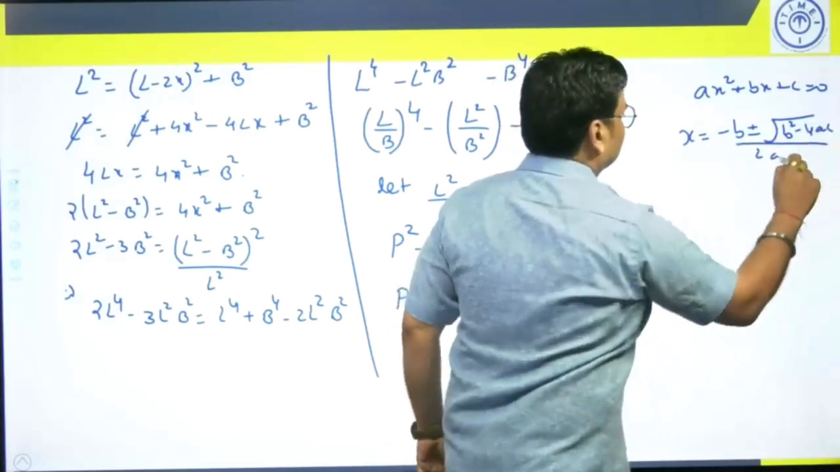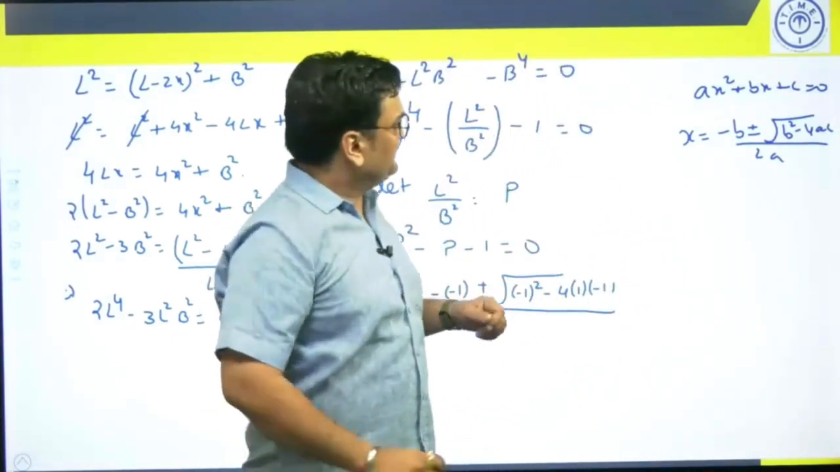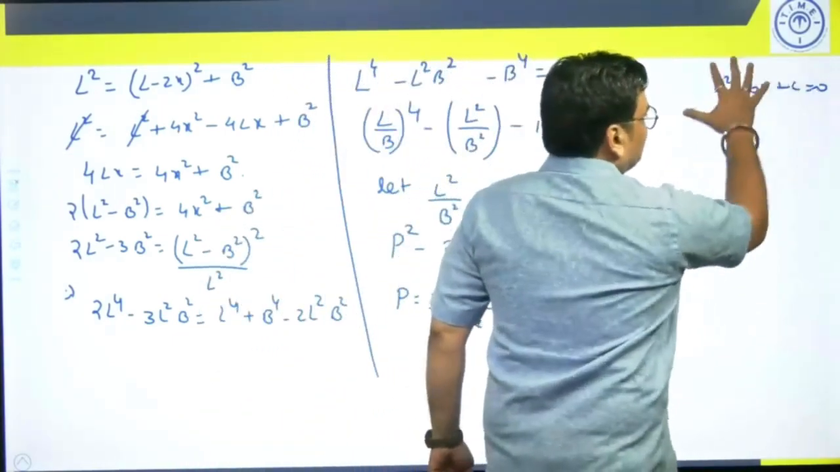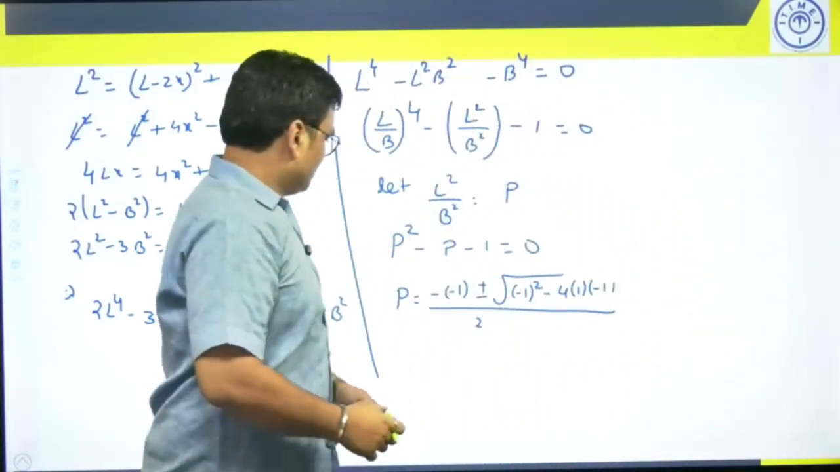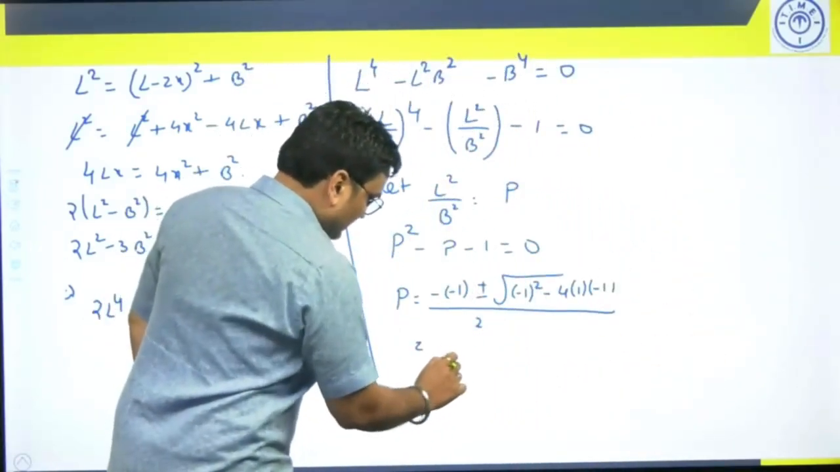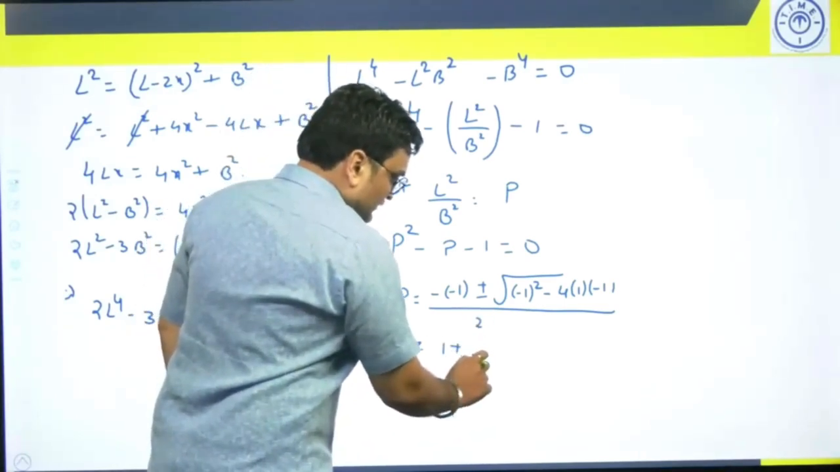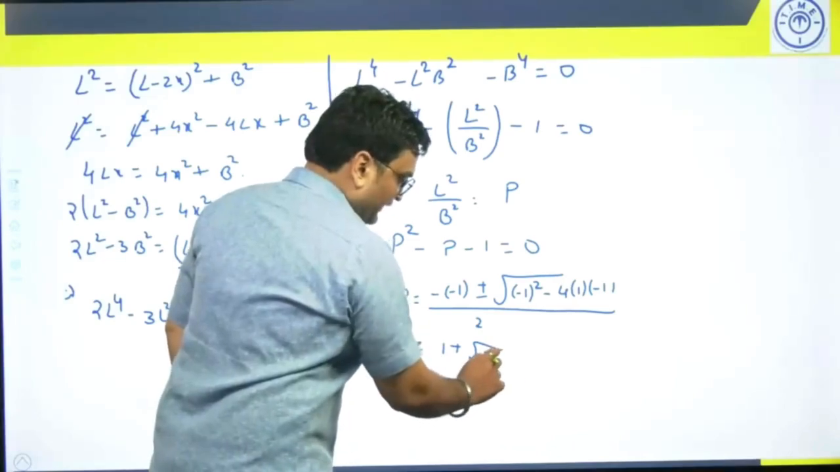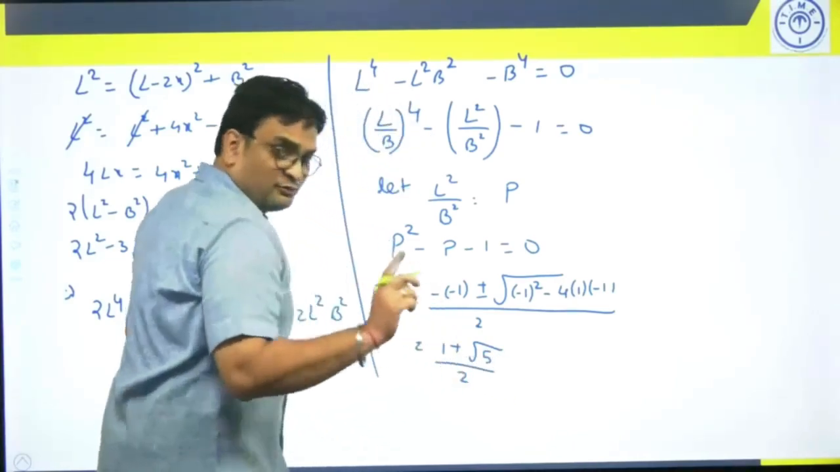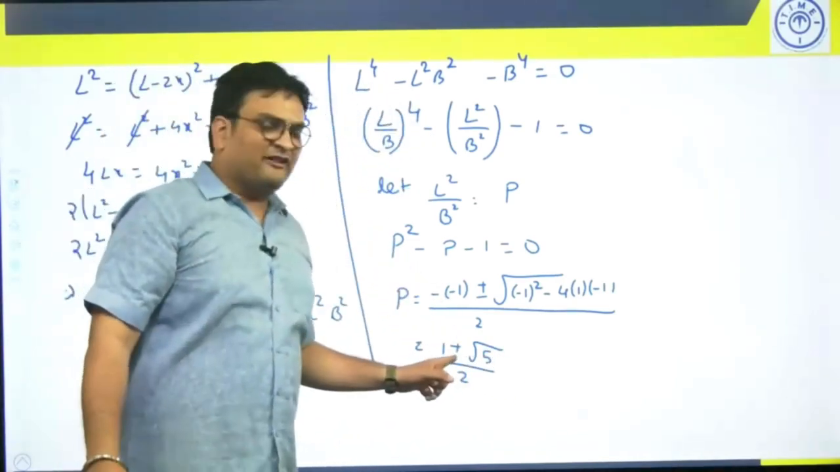Upon 2a. This is the formula that we have, right? I hope you know it, otherwise please note it down. So this will give you what? This is minus 1 plus or minus root over 1 plus 4, that is root 5, by 2. Now please note, I intentionally avoided 1 minus.